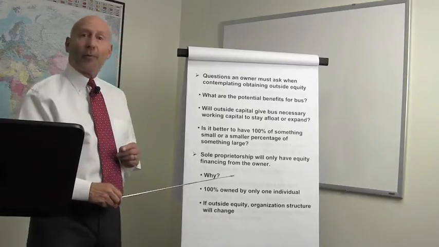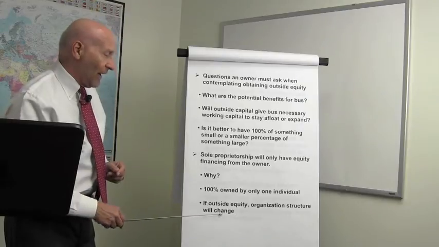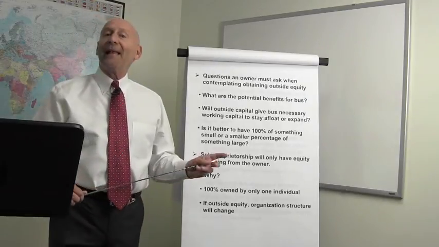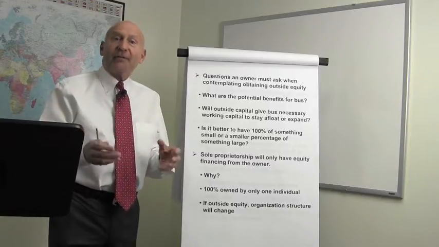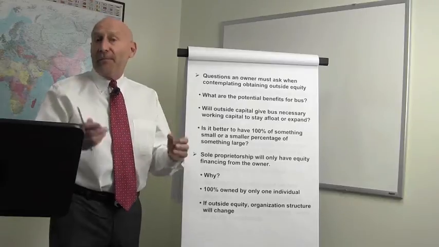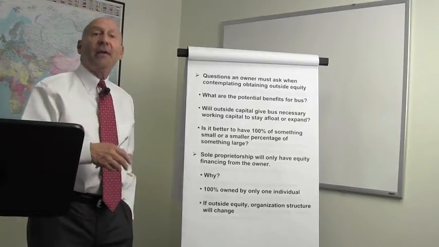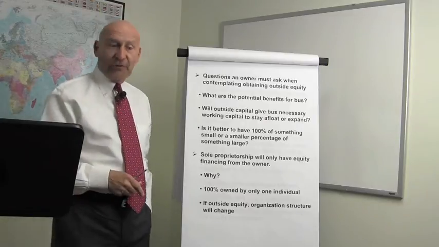So if a sole proprietorship then receives additional financing, the organizational structure has to change. It cannot be a sole proprietorship if it has more than one owner. So at that time, that business structure is going to have to change into some type of partnership or some type of corporation or LLC.